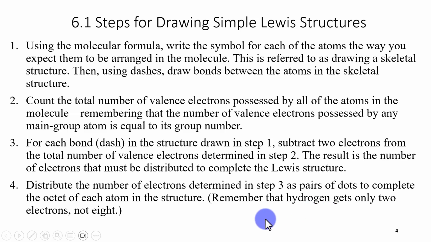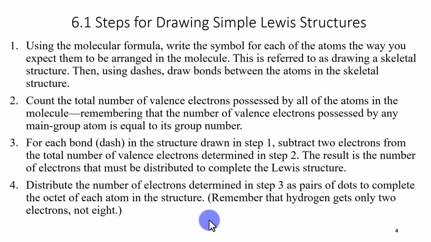Typically, the halogens will have 3 lone pairs. Group 6 will have 2 lone pairs, etc., etc. We will also talk about those elements that are exceptions to the octet rule, but not quite yet.